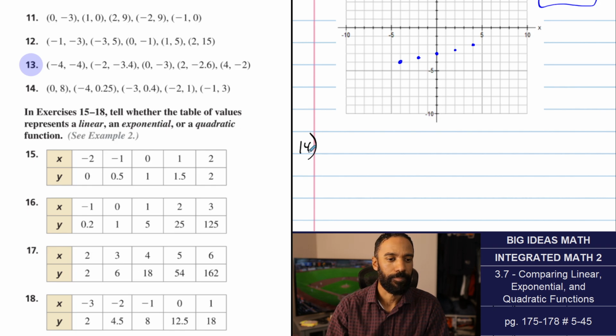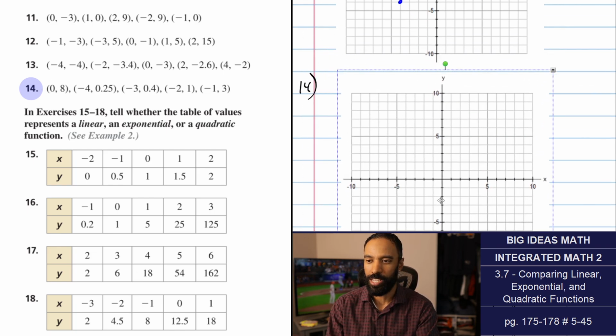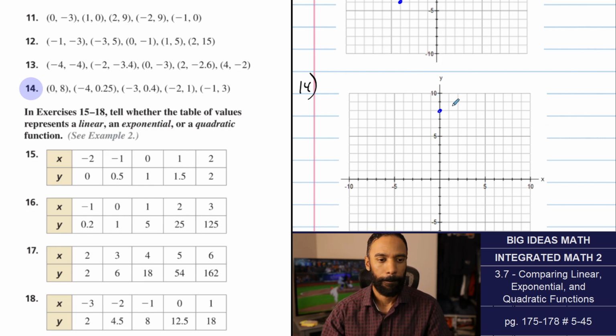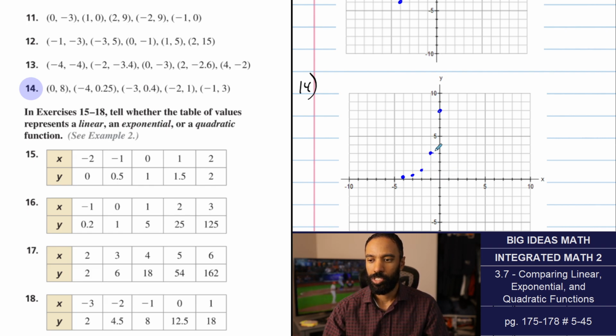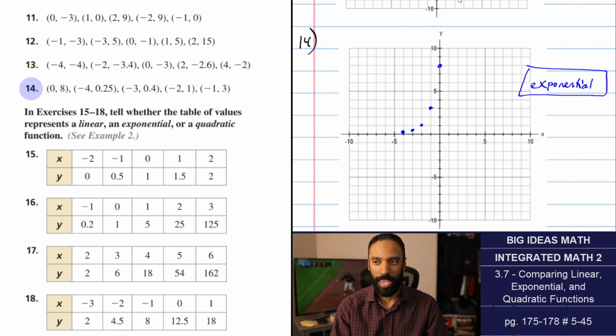And then number 14, maybe going back to exponential. Yeah, this is a different set of decimals that we see here. I'm going to guess probably exponential on this one. So number 14, we got 0.8, -4, and 0.25. You don't see that every day. -3.4. Yeah, that ain't linear. -2.1 and -1.3. Totes in my exponential book. Unless we're seeing any version of a curve and vertex, I ain't guessing quadratic.